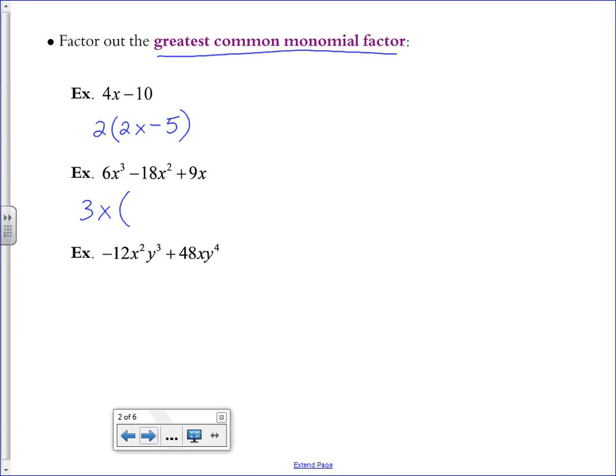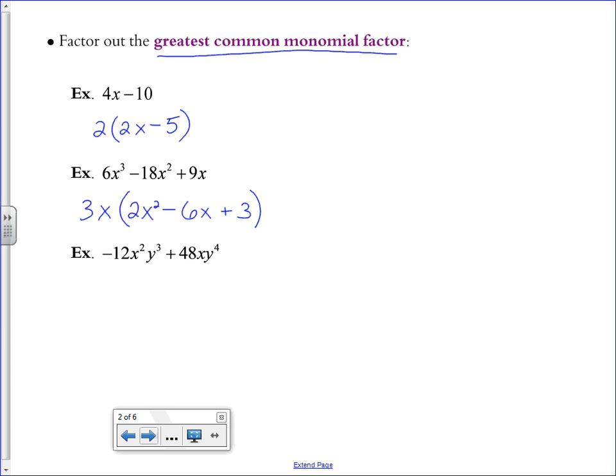And now we divide each term. So 6x to the third, when I divide it by 3x, leaves me with 2x squared, right? Because I've taken out one of the x's. Then I'm going to divide my negative 18 by 3x, and I get minus 6, a single x left in the middle term. And the last term is 9x divided by 3x is just going to give me a 3. No x's left on that term, close the parentheses. I have written it as a product, and there's nothing else I can do to break it down any further.